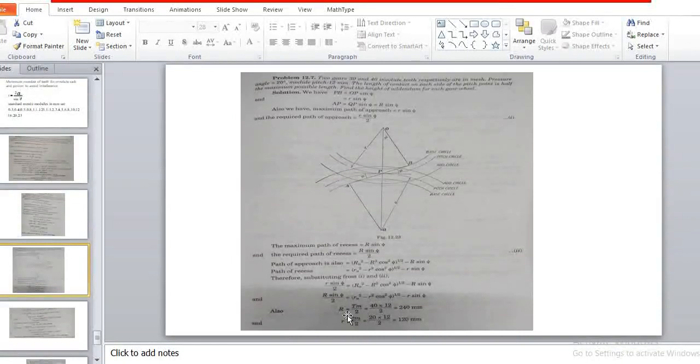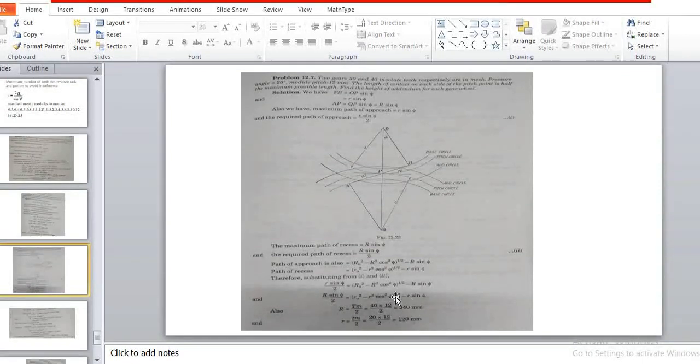In this equation, this condition is given: the path of approach and path of recess are half of the maximum path of approach and maximum path of recess. By using this condition, we simply put these values, r sin phi by 2 and capital R sin phi by 2 here, and simplify. Here we have to find the height of addendum for each gear, that is, capital R and small r.